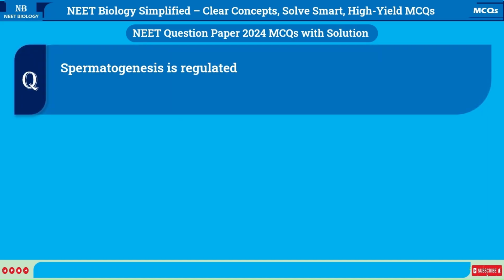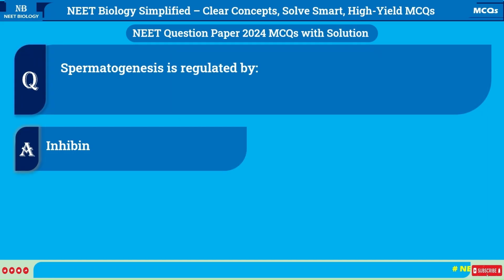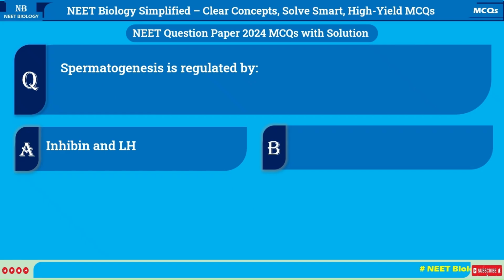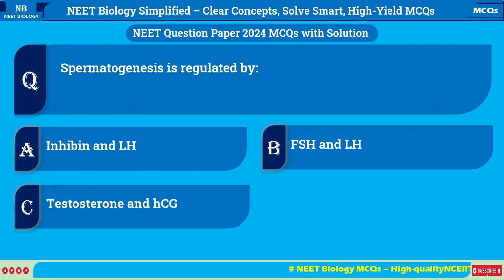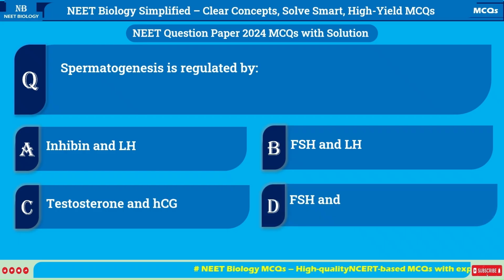Spermatogenesis is regulated by A. Inhibin and LH. B. FSH and LH. C. Testosterone and HCG. D. FSH and testosterone.